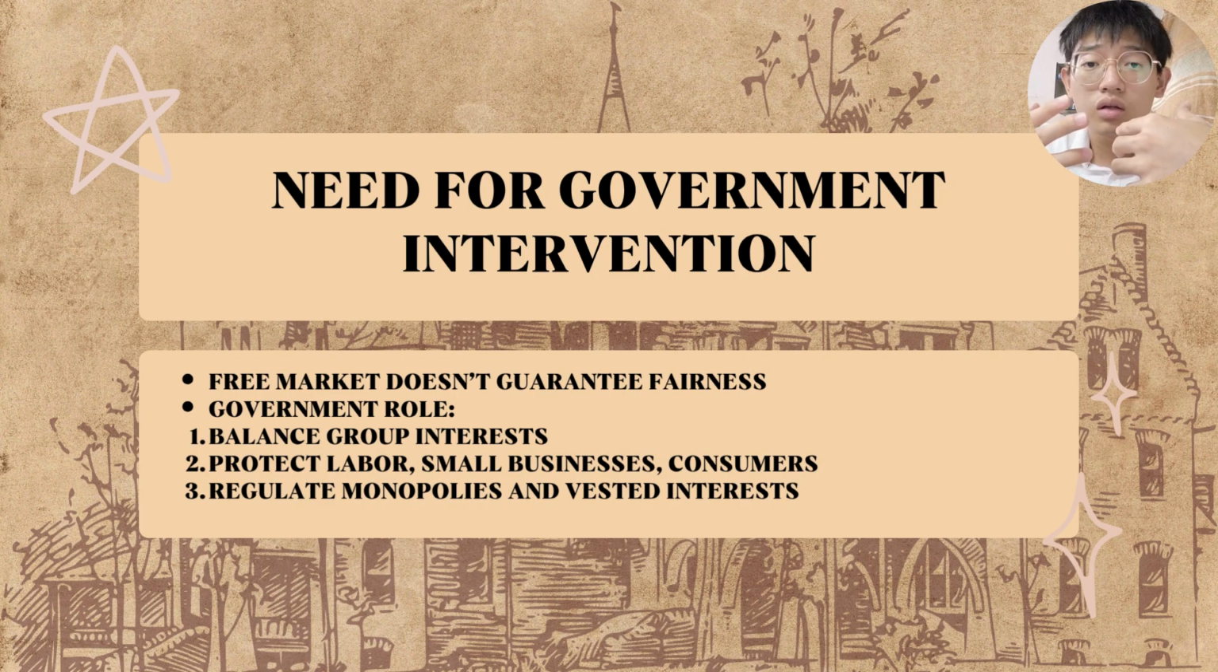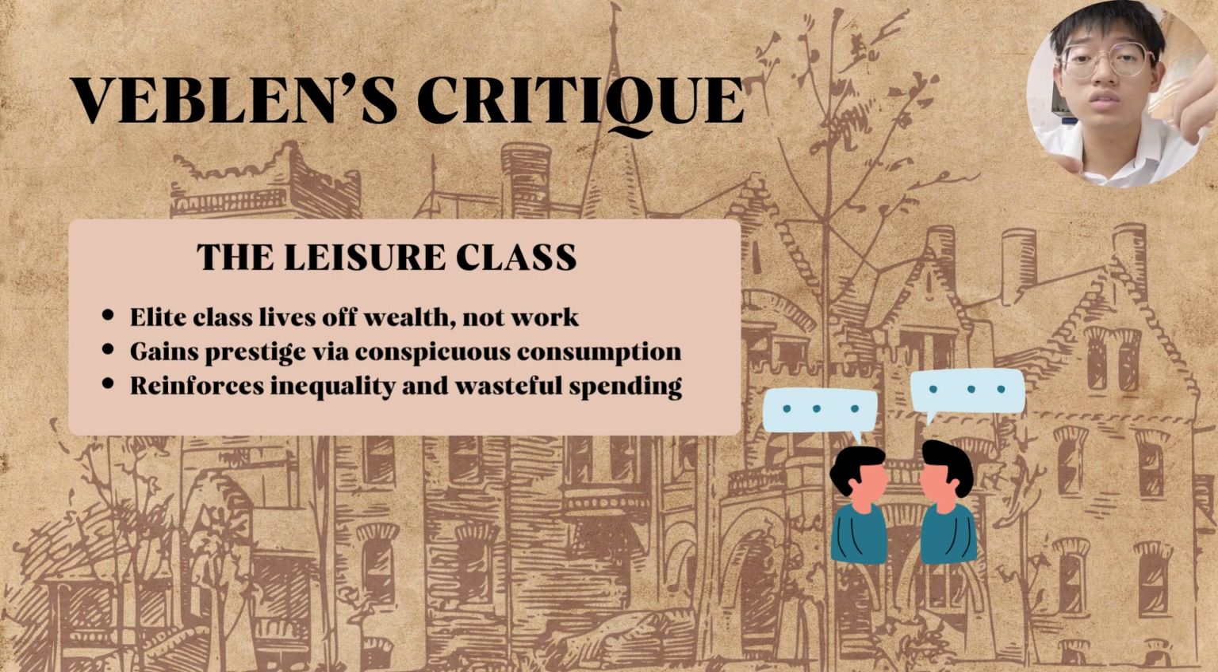Now, government intervention can take many forms. For example, minimum wage laws, anti-monopoly regulations, labor protections, and public services. Without this kind of balance, vested interests will dominate unchecked. Let's look at Thorstein Veblen's critique. He identified a group he called the leisure class.